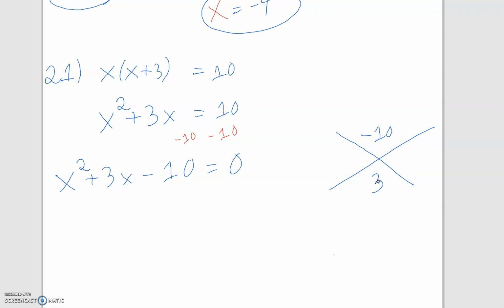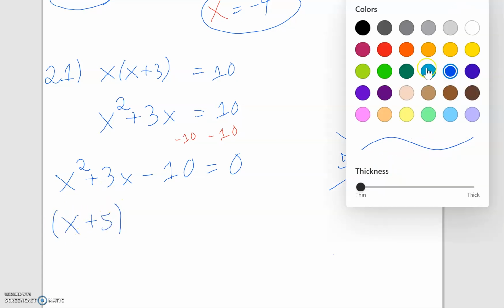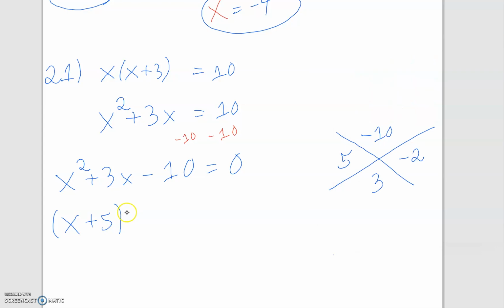Now here's what I want. I want two numbers whose product is negative 10, whose sum is positive 3. These two numbers will be 5 and negative 2. So this equation here is going to factor into (x plus 5) multiplied by (x minus 2).